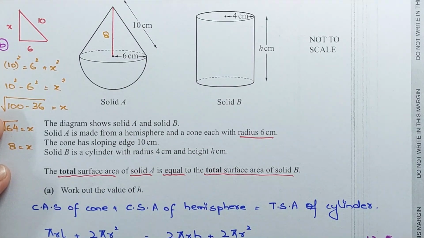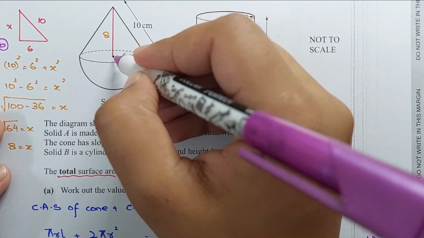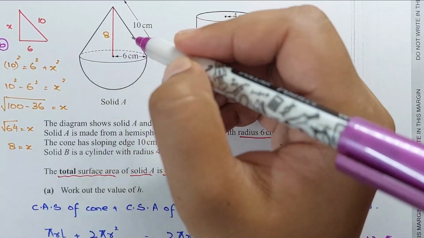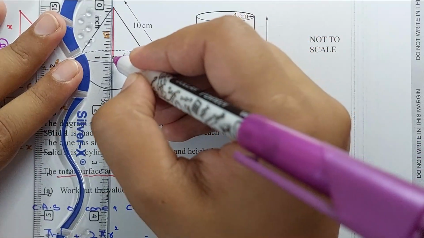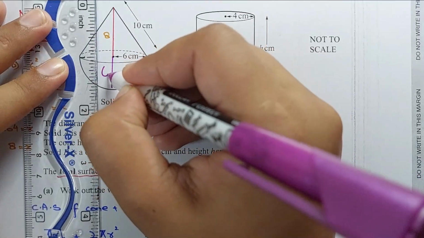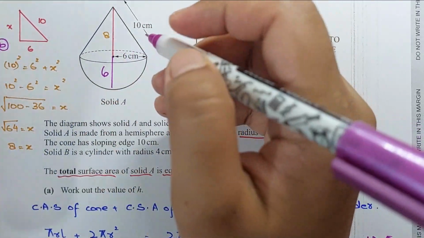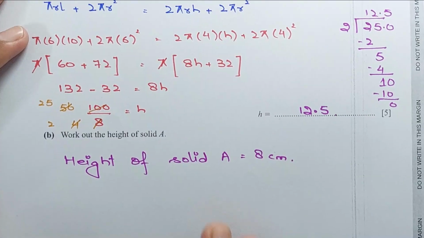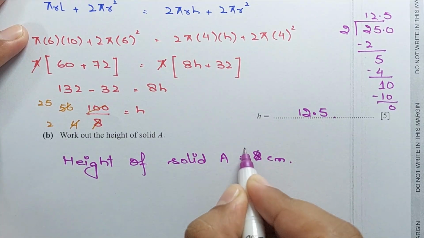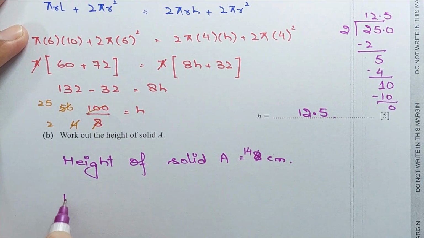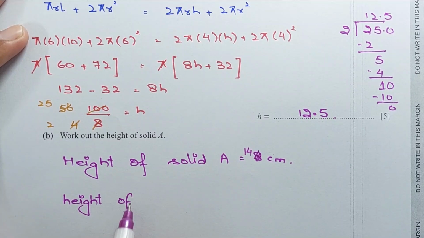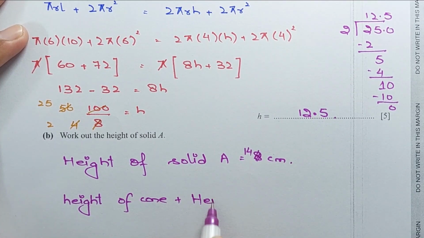Wait a second. The question is about the height of solid A. This is the height of the cone we have done, that is 8, and from the center to the circumference, this is 6. So 8 plus 6 is 14. So we can say the height of the cone plus the height of the hemisphere.